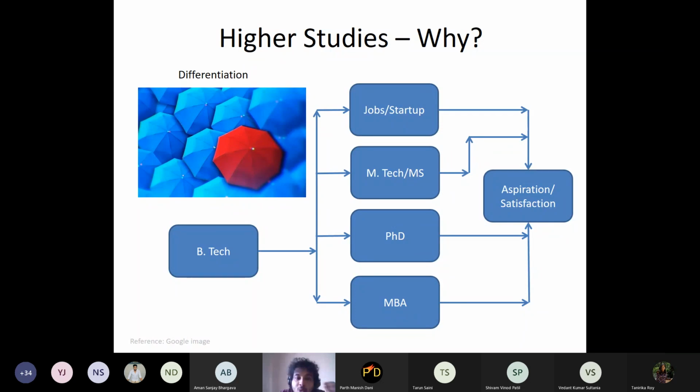So why don't we take this opportunity to differentiate ourselves, to have niche skills in a particular area? And if we have a passion for a particular area, suppose say for bio or nano based, or pharma, or any modeling, simulation, anything, why don't you pursue that and take it to the next level? And that's how the notion of higher studies comes in.